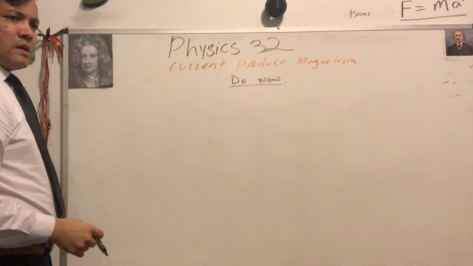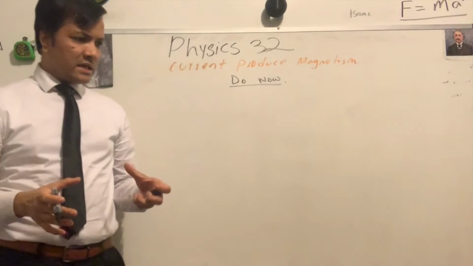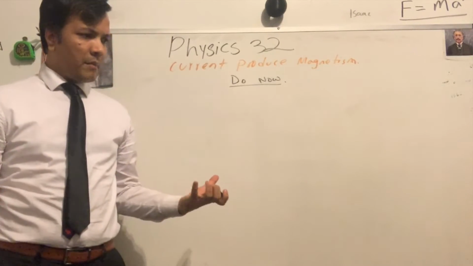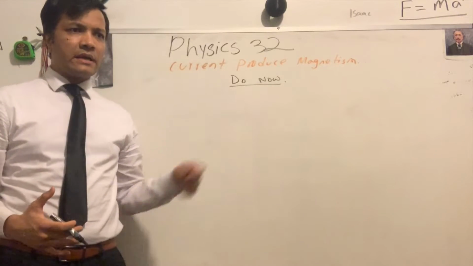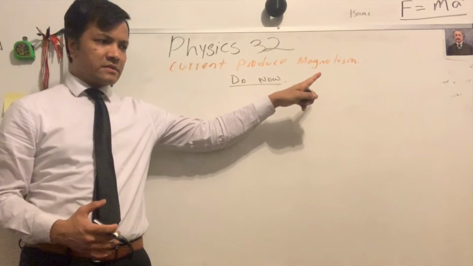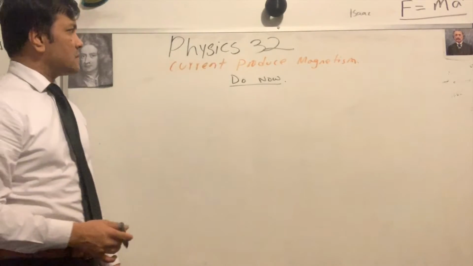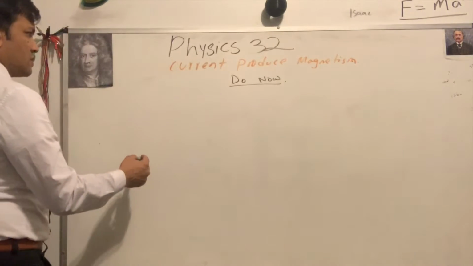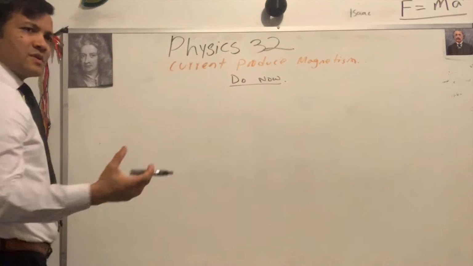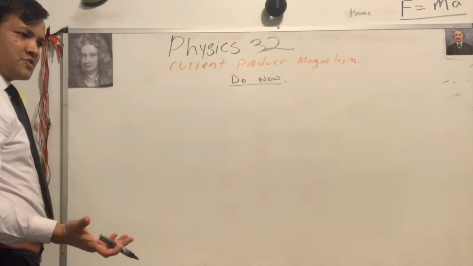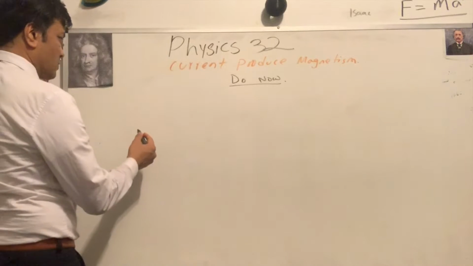We're going to explore how the electric current can create a magnetic field. It was first discovered by Hans Oersted, a Danish person. Okay, so the do now, let's start with a small thing, something you already know. You can use prior knowledge to understand something you probably don't know.